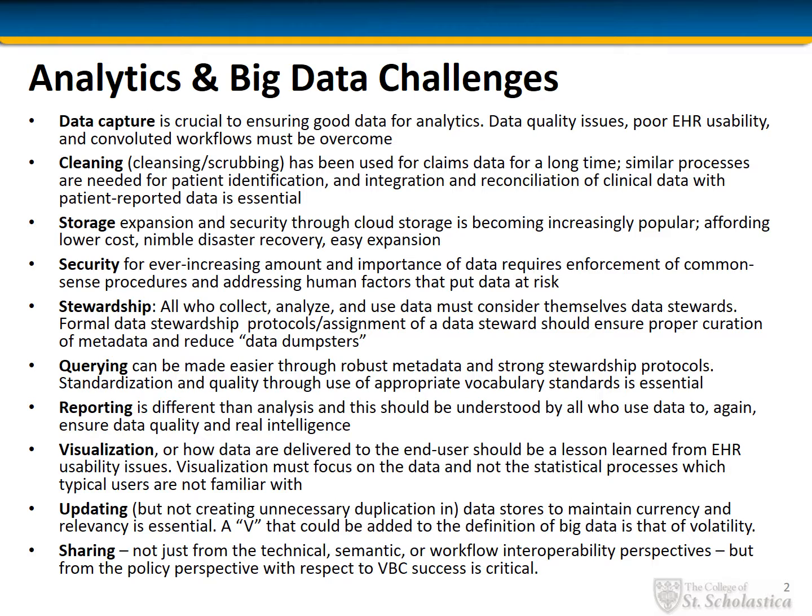Updating but not creating unnecessary duplication in data stores to maintain currency and relevancy is essential. A V that could be added to the definition of big data is that of volatility. And finally, sharing data and its analysis, not just from the technical, semantic, or workflow interoperability perspectives, but from the policy perspective with respect to value-based care success, is critical.